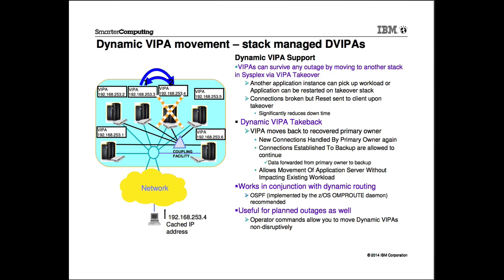So in this picture here, the client is looking for 192.168.253.4. It's running on a host. When that host fails, the IP address moves to another host. The client doesn't know or care. The client is still talking to 192.168.253.4. The fact that it moved around because of outages or changes is immaterial to the client. Then when a host fails, another host can take over the VIPA, and then when the failing host comes back, it can take back its dynamic VIPA and continue the workload.